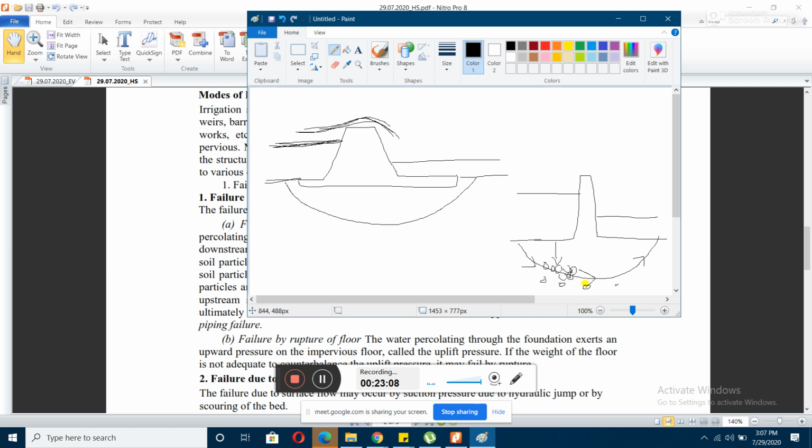Due to the disintegration of the soil particles, pore water pressure is developed, and as you know, the pore water pressure acts upwards. That is known as the uplift pressure, and that causes uplift failure. Have you understood?